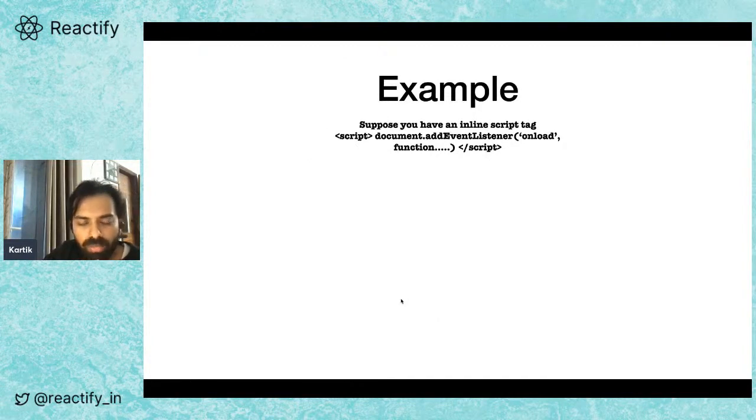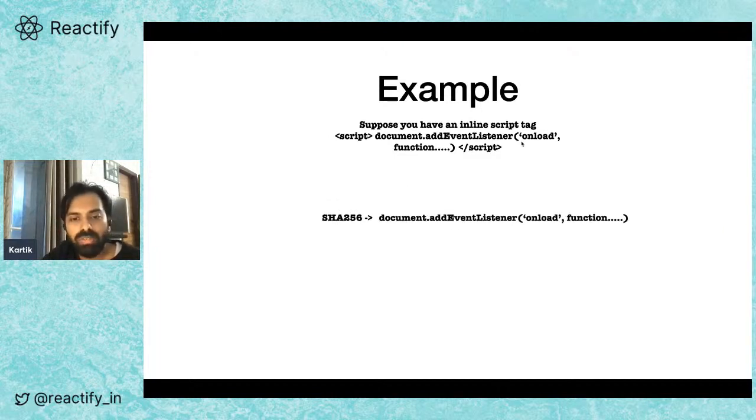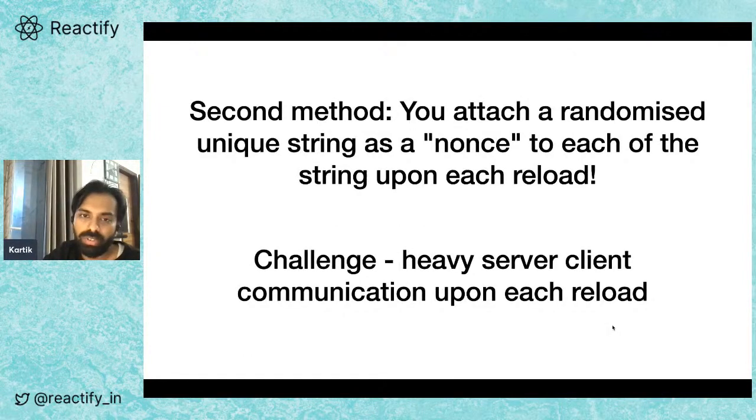So here is a flowchart kind of demonstration. Let's say you have an inline script tag like document.addEventListener, and on load you do something on the page load. First you take this, you extract out the script, you get rid of the script tag part, you calculate a SHA-256 of the same, you get the SHA, you add it to your CSP headers, and you append it to a content security policy, and that's how you go about it. And the browser is going to take care of it.